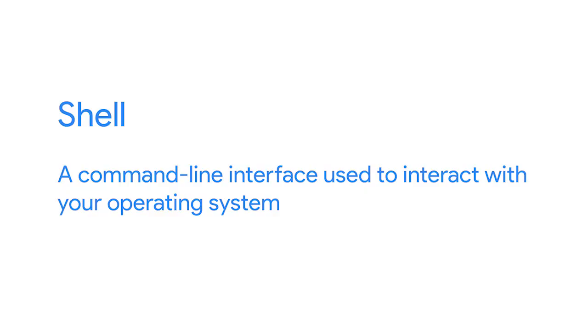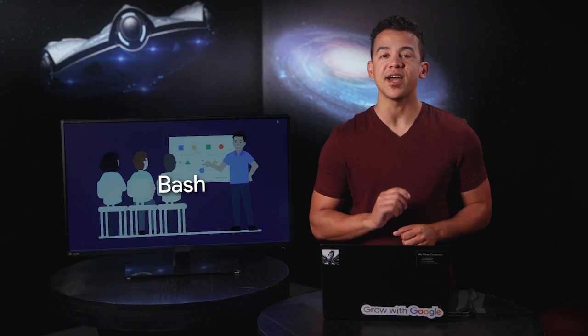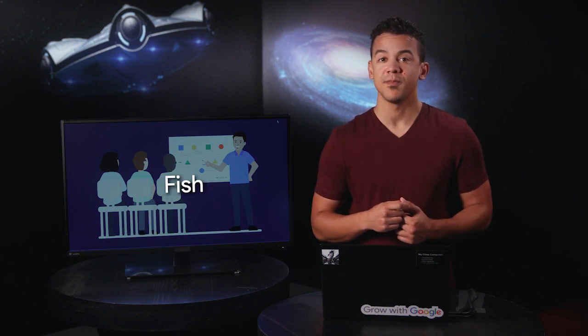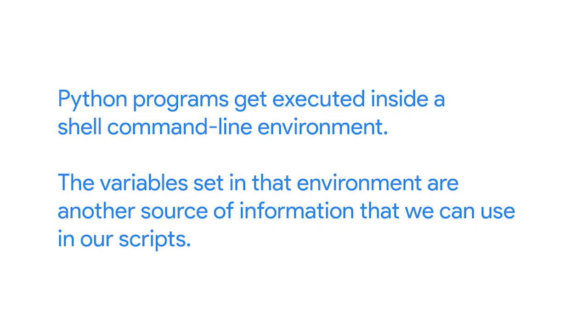When we open a terminal application on a Linux computer, whether it's local or a remote machine, the application that reads and executes our commands is called a shell. A shell is a command line interface used to interact with your operating system. The most commonly used shell on Linux is called bash. Other popular shells are ZSH and fish. While they operate in similar ways, for this and upcoming videos, when we talk about the Linux shell, we mean bash. Our Python programs get executed inside a shell command line environment.